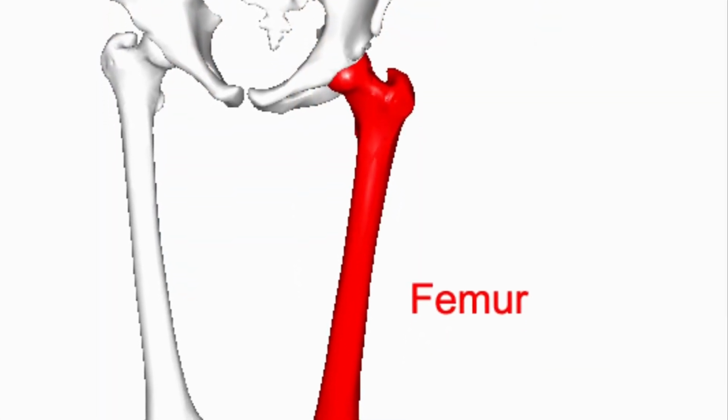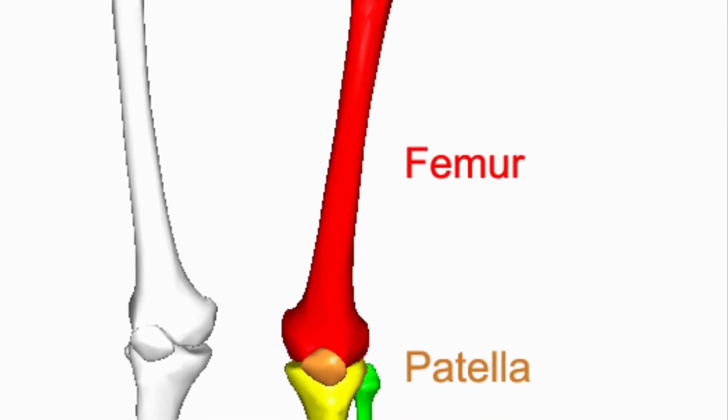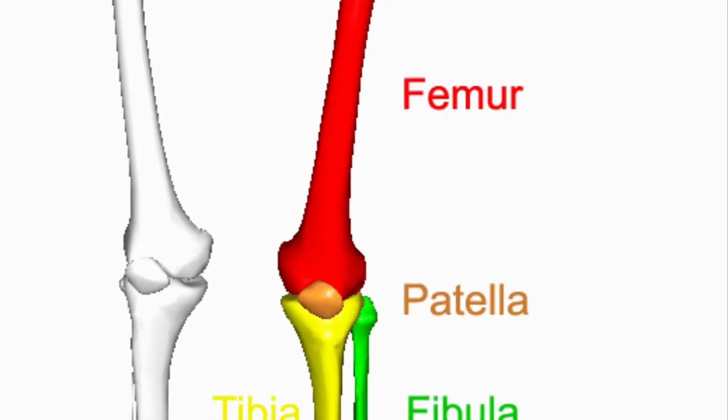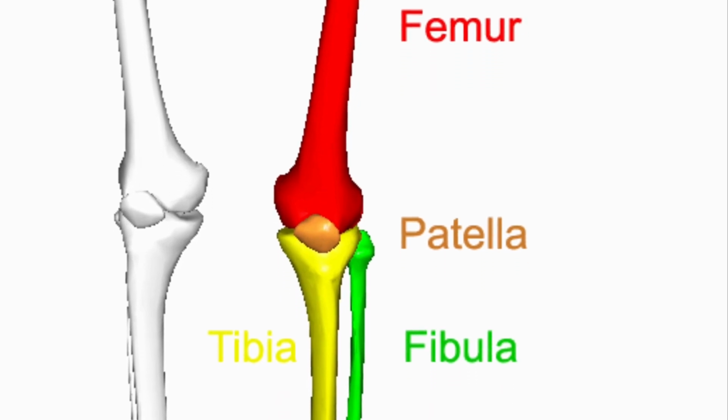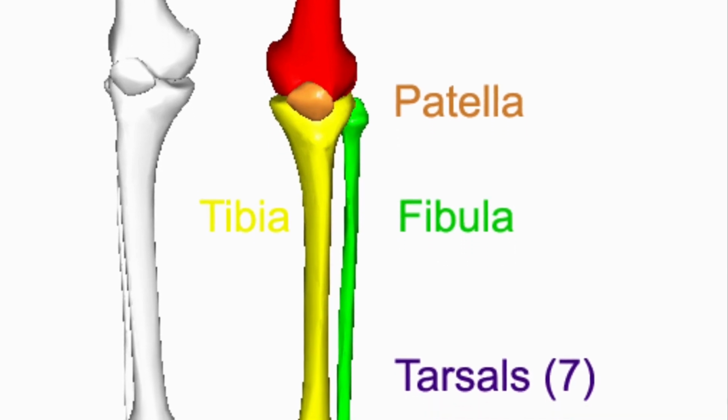The lower limbs, or the legs, start with the thigh bone called the femur. Connected to the thigh bone is the patella or kneecap, and then the 2 lower leg bones, which are the tibia and the fibula. The tibia is larger than the fibula. Attached to the lower leg are the tarsals.